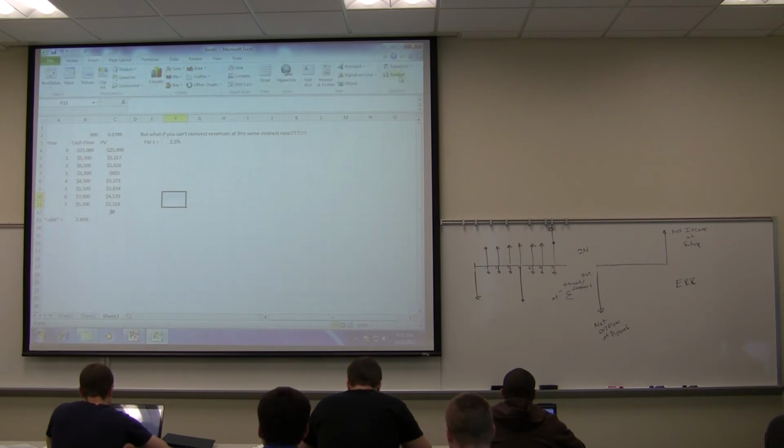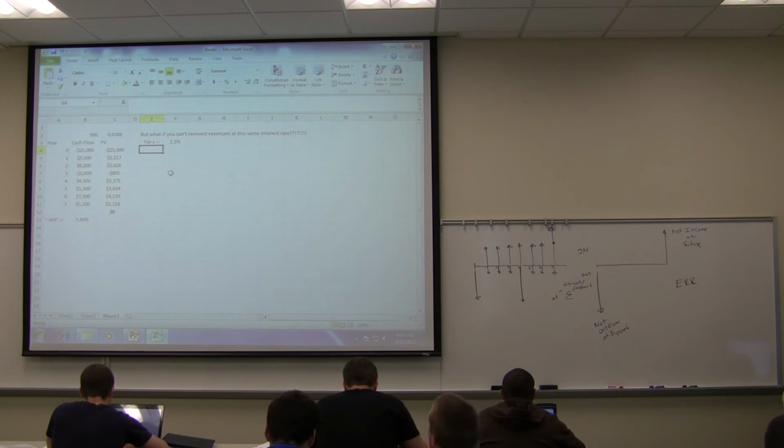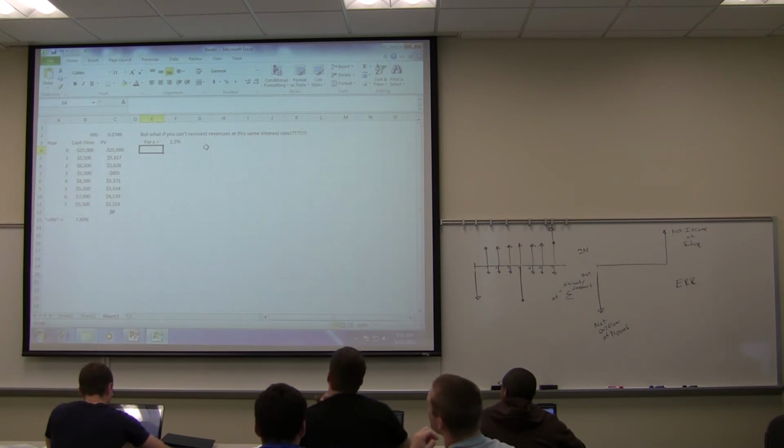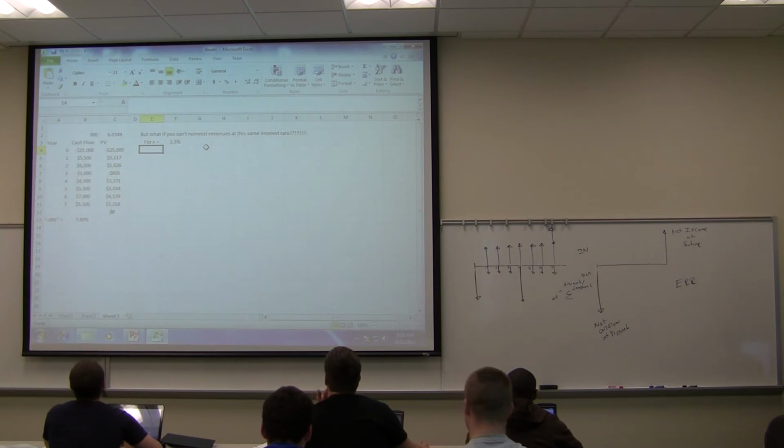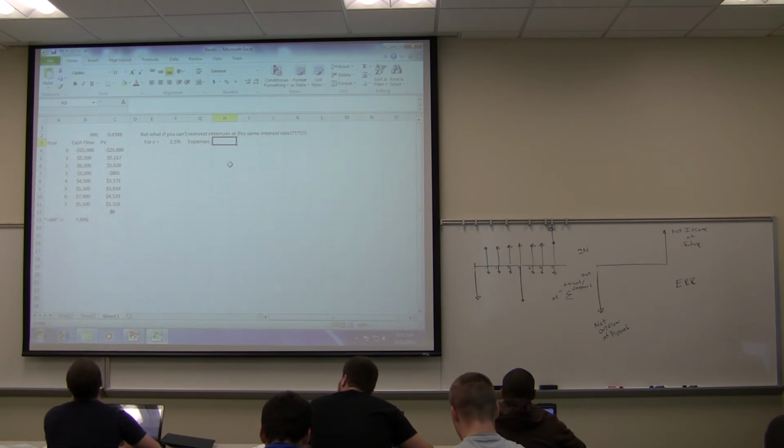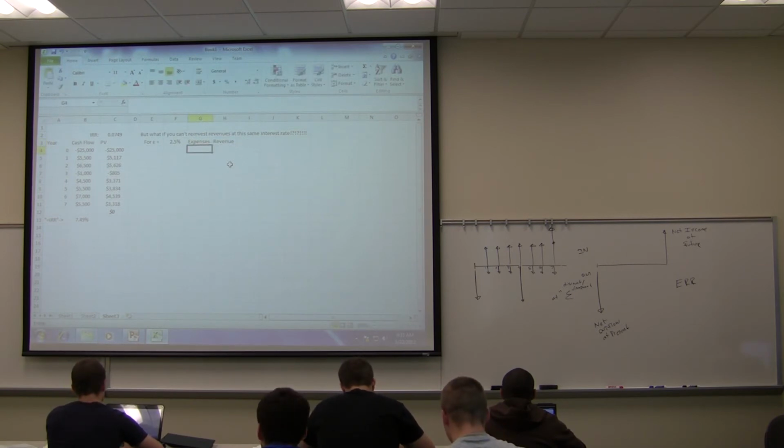You have to go into insert, symbol. Yeah. Oh, we're in Greek. It's in Greek. It's Greek and Coptic.